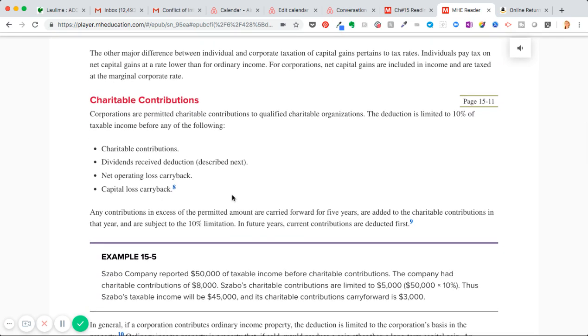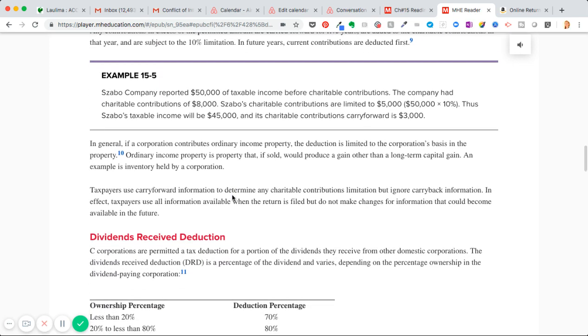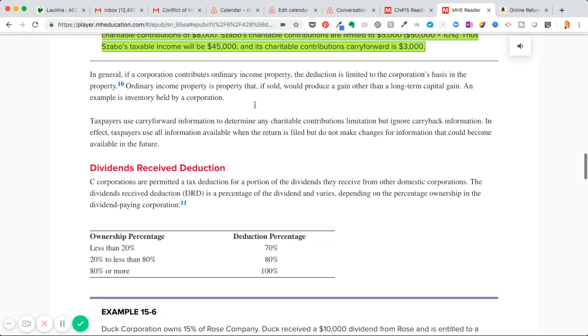Charitable contributions. So charitable contributions are permitted, but the deduction is limited to 10% of taxable income. Unlike with individuals, if you remember, it was 50%, and now they raised that to 60% of taxable income. So Szabo company reported $50,000 of taxable income before charitable contributions. The company had charitable contributions of $8,000. So Szabo's charitable contributions are limited to $50,000 times 10%, taxable income times 10%, and therefore Szabo's taxable income will be $50,000 minus their charitable contribution of $5,000 for $45,000. And it can carry forward the $3,000 that it didn't use, $8,000 minus $5,000. And then they talk about property instead of cash.